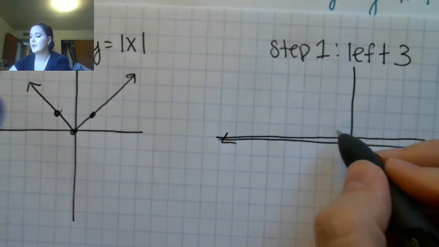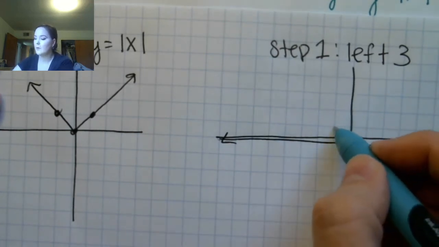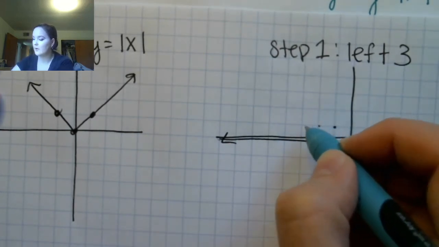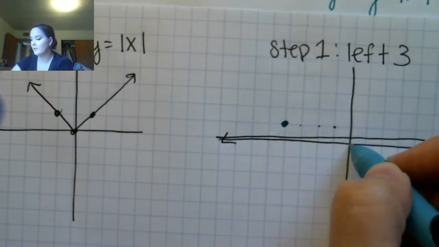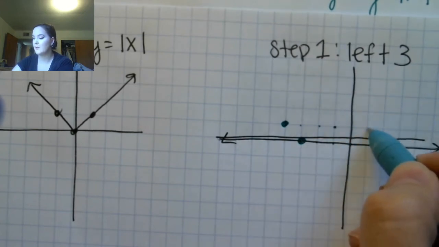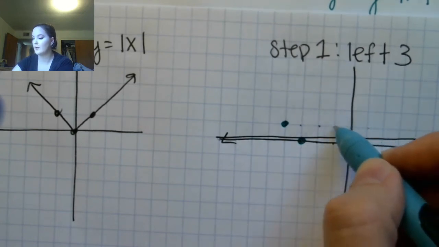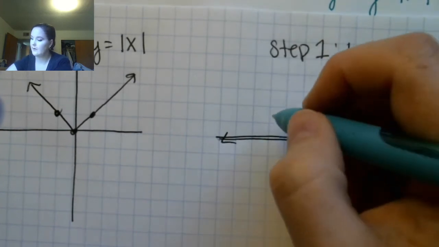So I'm going to take my key point from here, at -1, 1, and I'm going to move it left 3. 1, 2, 3. Take my vertex from the origin, move it left 3. 1, 2, 3. And take my third key point from here and move it left 1, 2, 3.